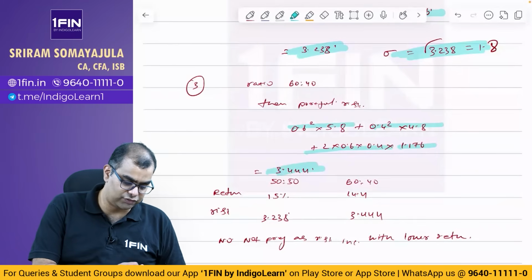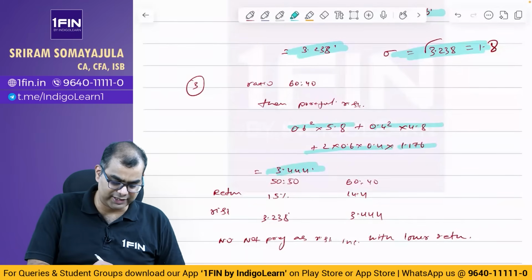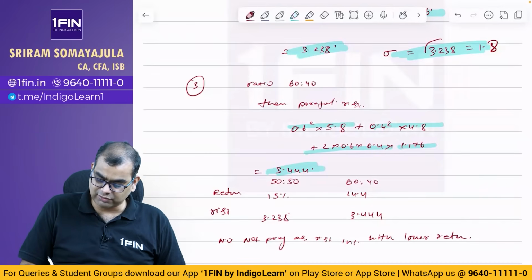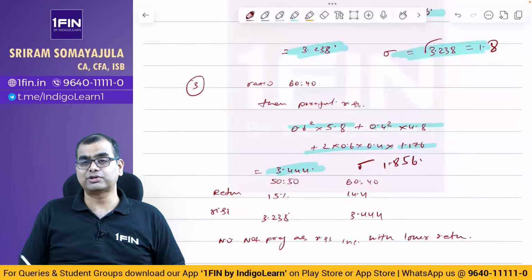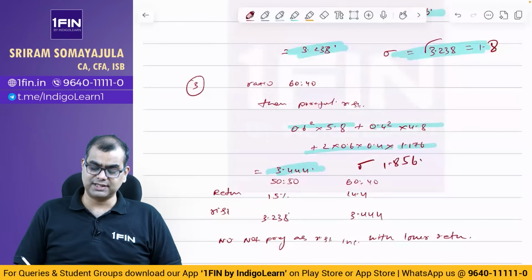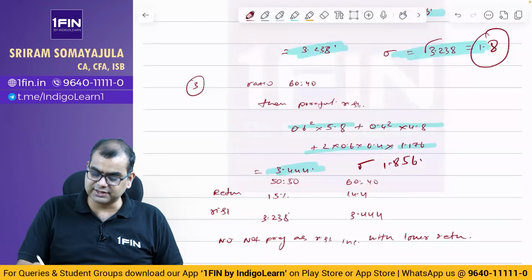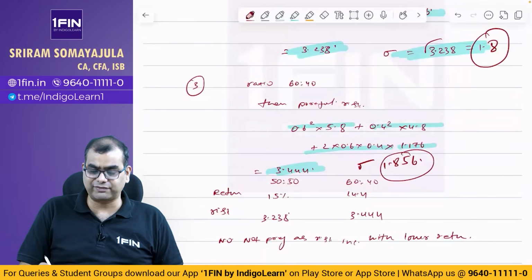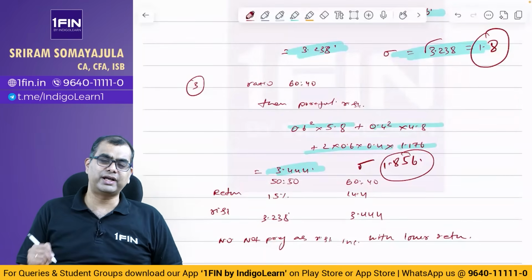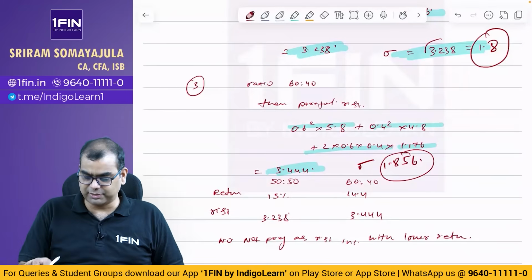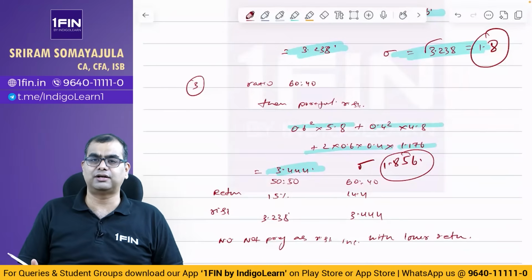Now, this 3.444, you can take a square root, you'll get 1.85, but that is not the point. What is the question that they've asked? Standard deviation 1.856. Okay. The question they've asked is, which is better, old 50-50 or new 60-40? See, on the face of it, risk is 1.8 versus 1.856. So the old one is better. But if you take a decision just based on risk, then no problem. You can take old 50-50.